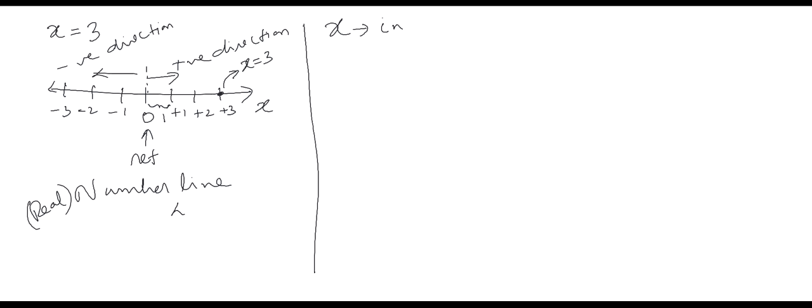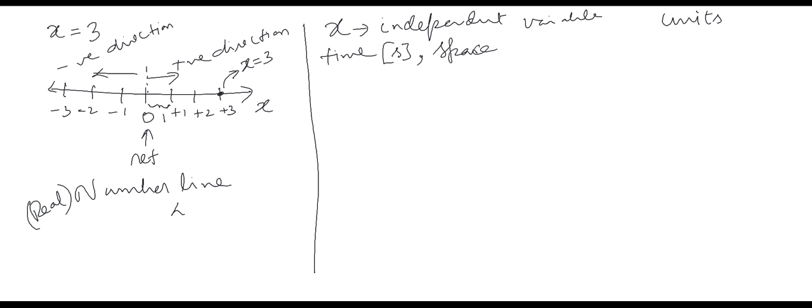Independent variable. What it means is that there could be a real quantity, like time or space or something like that. That is the kind of variable we are talking about. Definitely there will be some kind of units attached, so we need to keep an eye on that. For example, if it is time, then it will be in seconds. And if it is space or length, then it is in meters.